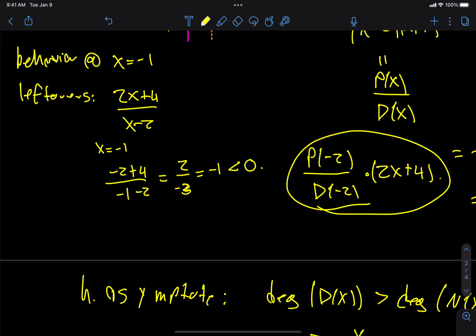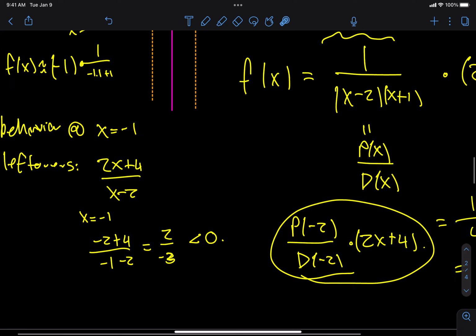Which doesn't change the sign of this, right? I get -2/3, which is again less than 0. So the sign is still the same, which is really the only thing we care about. We're trying to determine whether we blow up to positive infinity or negative infinity. So whether it's a factor of 2/3 doesn't really matter because we're going to infinity, right?